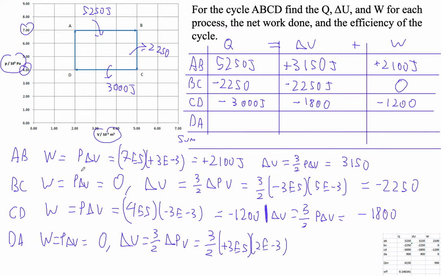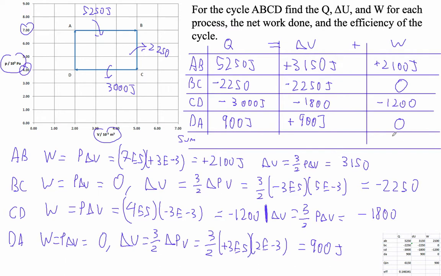It's getting slow, right? The more writing there is, the slower this pen is. It's just weird. 3 divided by 2 times 3e5 times 2e minus 3. And I get 900. So the change in internal energy is positive 900 joules. The work is 0. So how did that happen? How did the internal energy rise by 900 joules? Well, 900 joules of heat flowed in.